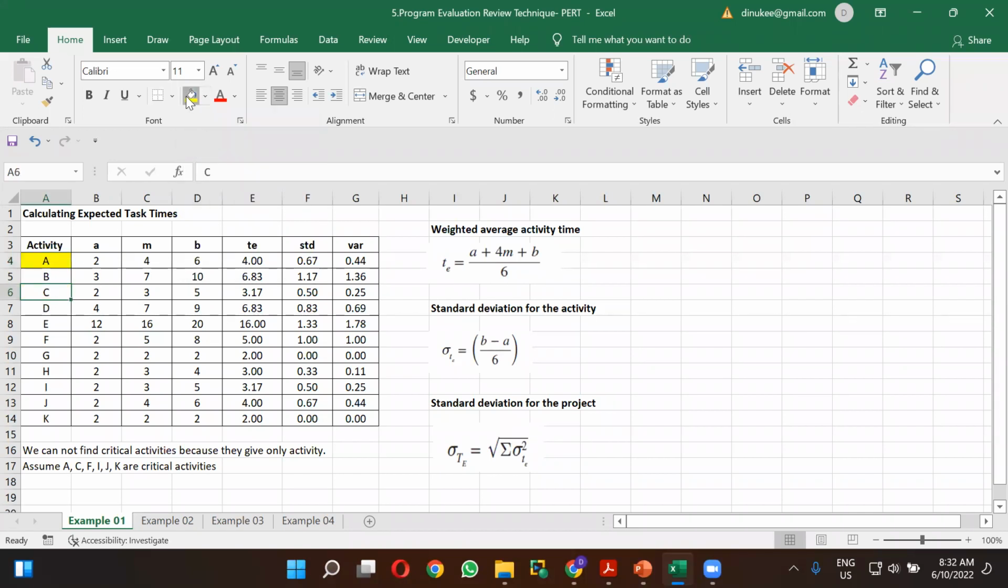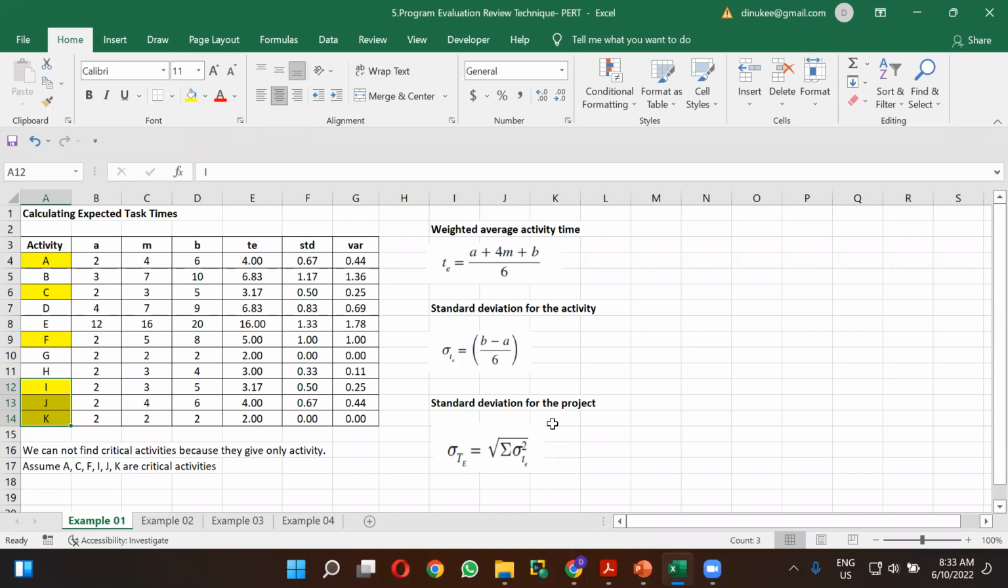A, C, F, I, J, K are the critical activities. So after identifying the critical activities, please make sure to highlight them. We have calculated the weighted average activity time and standard deviation for each activity, as well as the variance for each activity. Now we are going to calculate the standard deviation for the project.